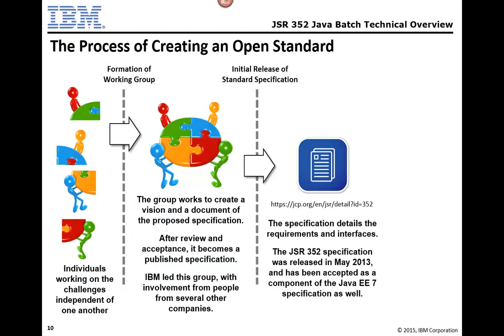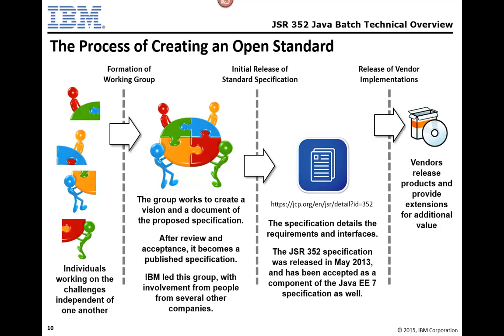For Java Batch, that open standard is known as JSR352. The initial release of this standard was in May of 2013. The standard documentation can be found at the URL shown on the chart. After the standard is published, vendors such as IBM build the standard into products. Vendors are free to provide extensions to the standard to provide additional value. That's what IBM has done with the JSR352 standard.